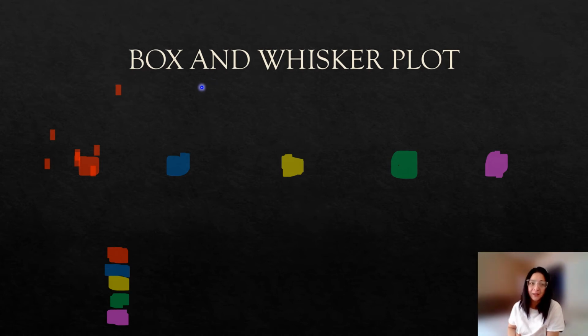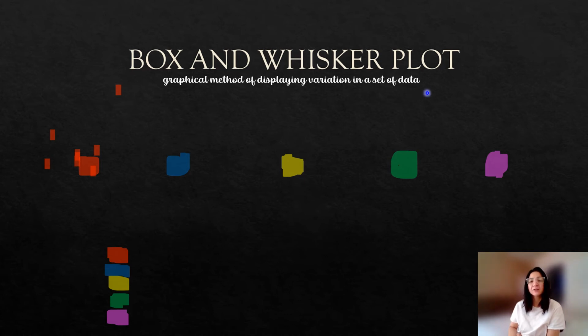So basically, box and whisker plots are graphical methods of displaying variation in a set of data. Okay, to make it short and sweet and simple, it is an illustration of your previous quartile data set, right? It is just displaying a picture of what your quartiles actually look like. It's just like a histogram or a dot plot, right? Or a scatter plot.